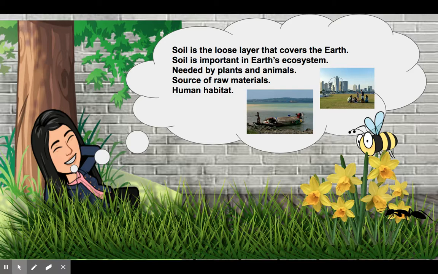Well, soil is the loose layer that covers the earth. It's important in Earth's ecosystem. Plants and animals need soil. It's the source of raw materials and, of course, human habitat. Those are only a few of the many importance of soil.